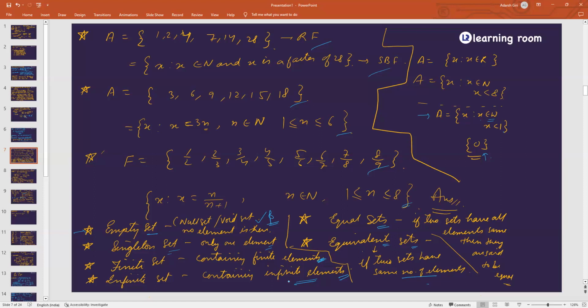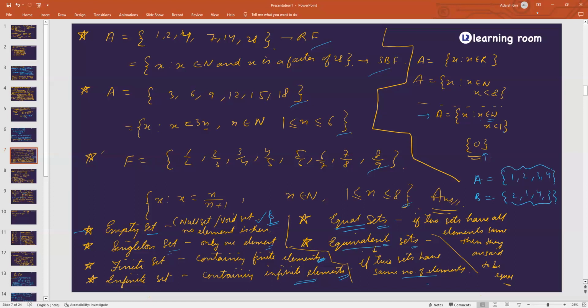Good. Then we have equal sets. Two sets are said to be equal when all the elements of set A are equal to all the elements of set B. Whatever elements are there in A, the same elements should be there in set B. Let us say set A is 1, 2, 3, 4 and set B is 2, 1, 4, 3. All the elements of set A are equal to all the elements of set B, so A is equal to B.